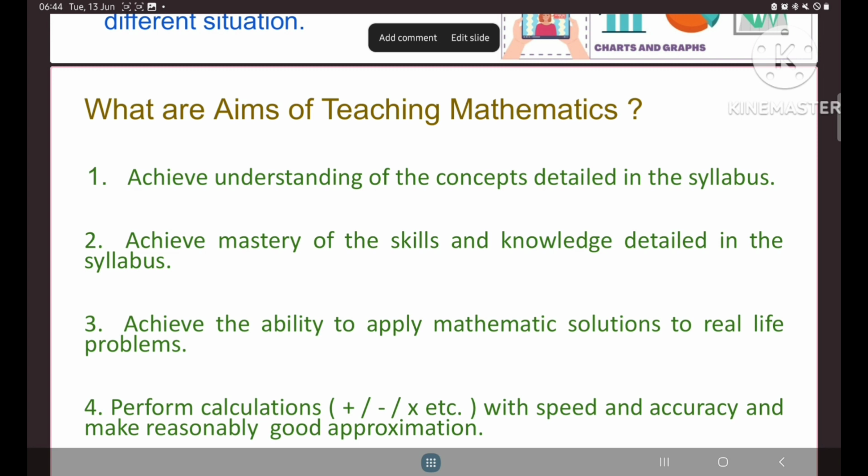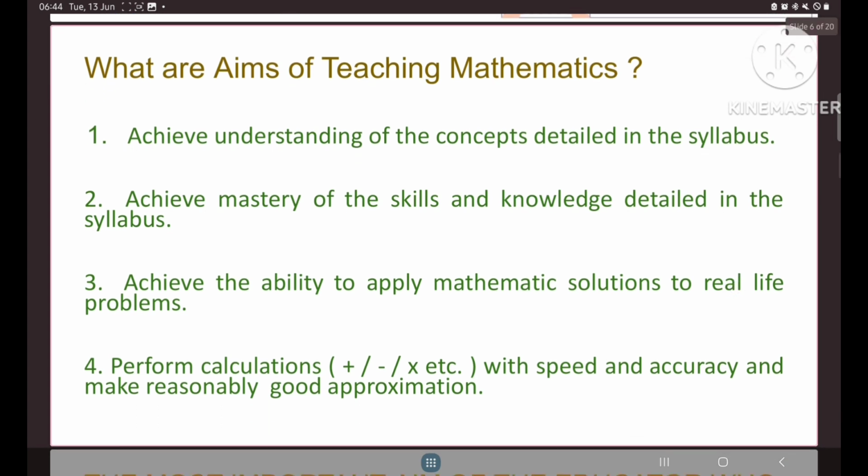What are the aims of teaching mathematics? First one is to achieve understanding of the concepts detailed in the syllabus. Second one, achieve mastery of the skills and knowledge detailed in the syllabus. Third one, achieve the ability to apply mathematics solutions to real-life problems. Fourth one, perform calculations with speed and accuracy and make reasonably good approximations.